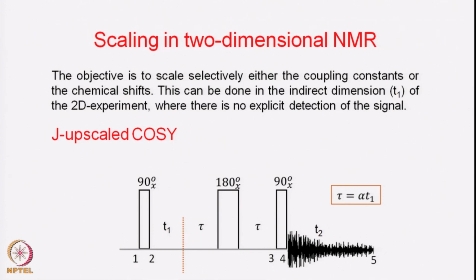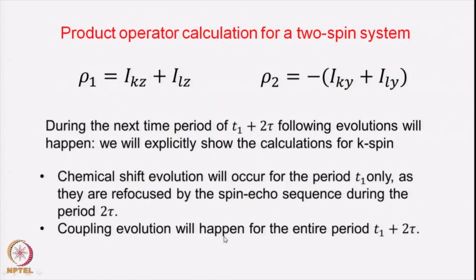Of course, that is the same as in COSY as well. As you increase the t1 period, this separation will go on increasing, and also this 180-degree pulse keeps moving further and further as you increase the t1 value, because it is equal to alpha t1 and alpha is a constant. Okay, let us see how it works. Let us try and understand this.